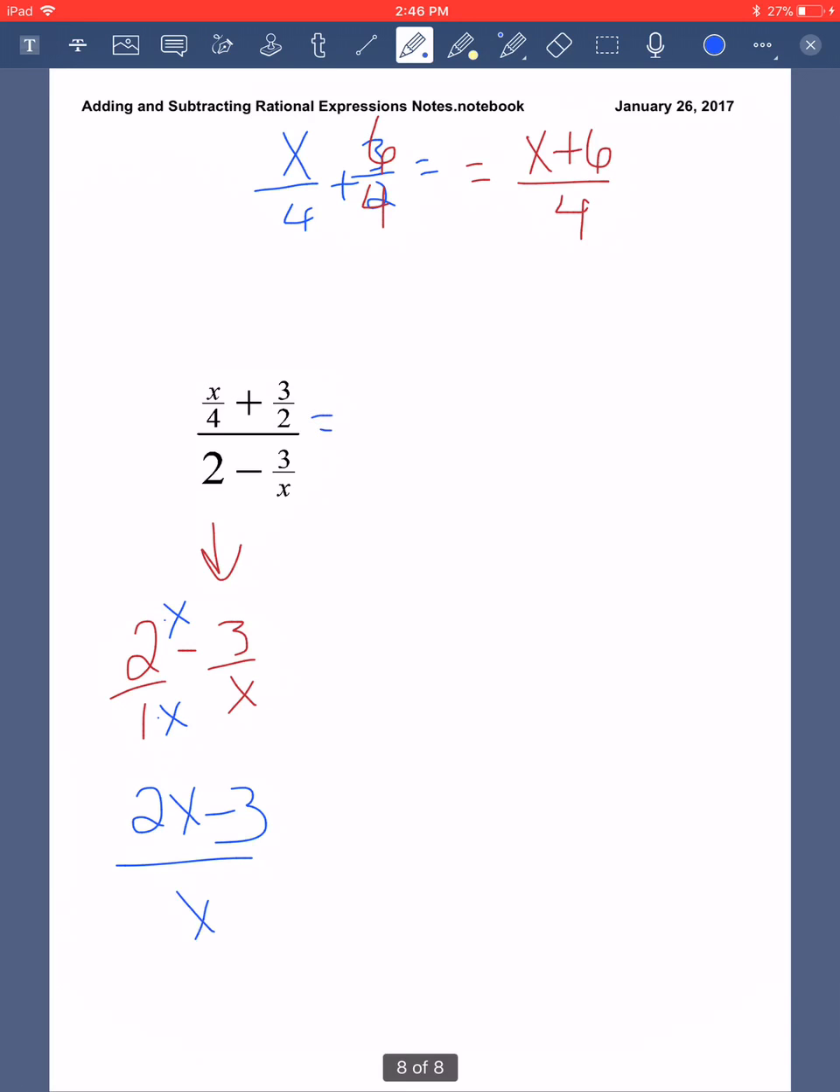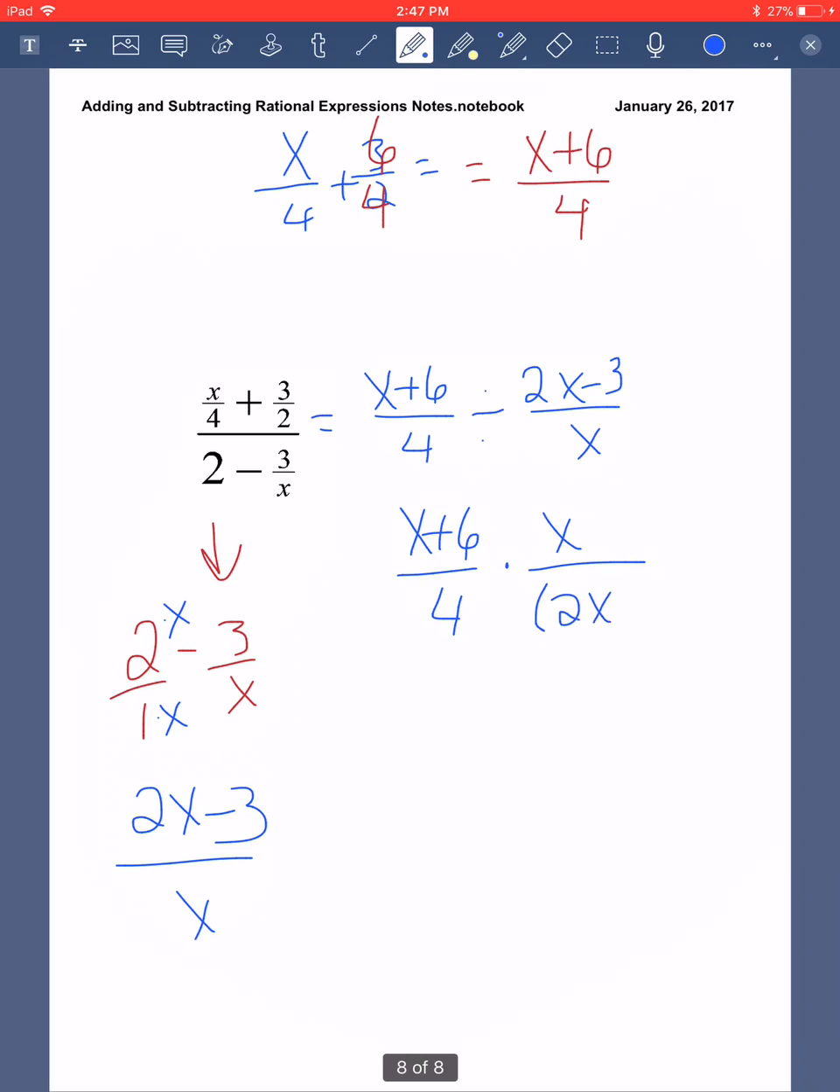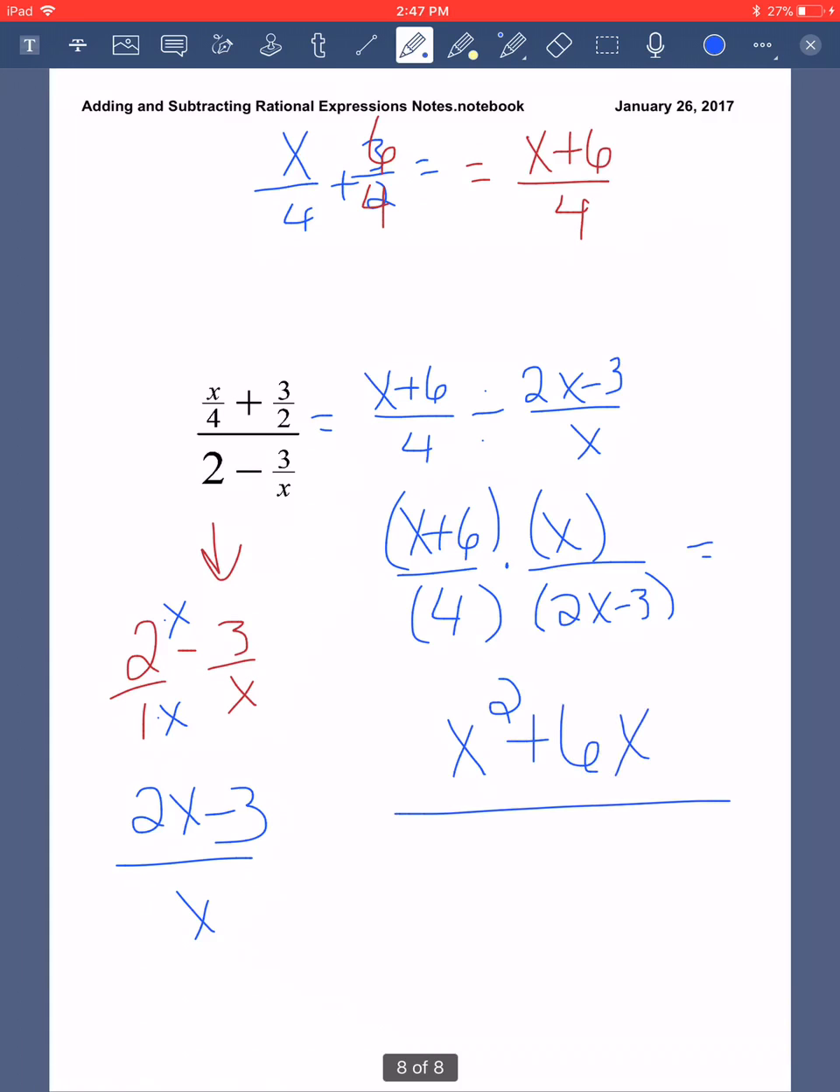What this equation is saying is x plus 6 over 4 divided by 2x minus 3 over x, which when we divide fractions, we really multiply by the second fraction's reciprocal. So this is really x plus 6 over 4 times x over 2x minus 3. And now when you multiply fractions, you just multiply straight across. So then this ends up being x squared plus 6x over 8x minus 12.